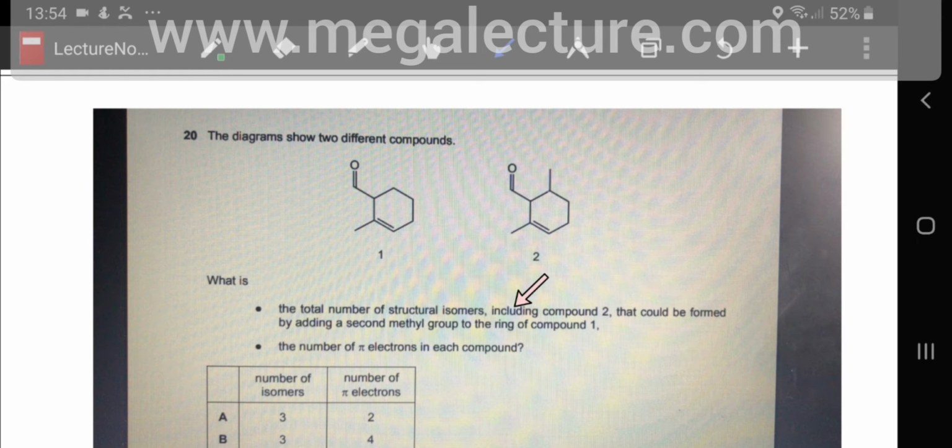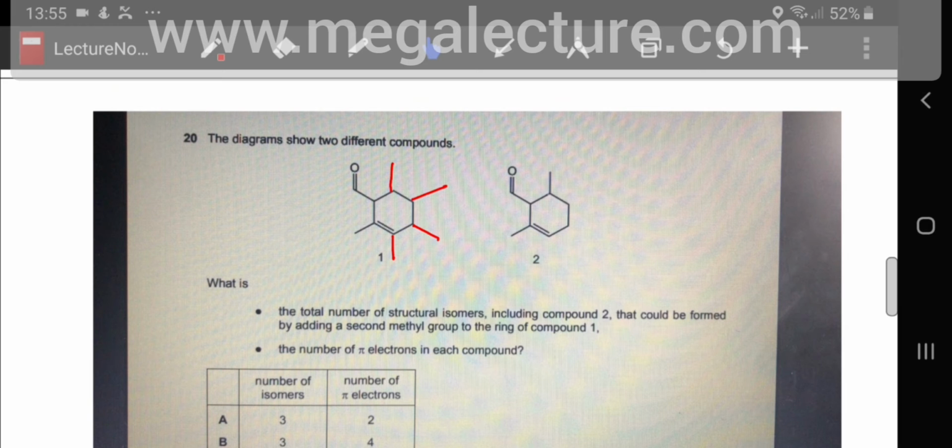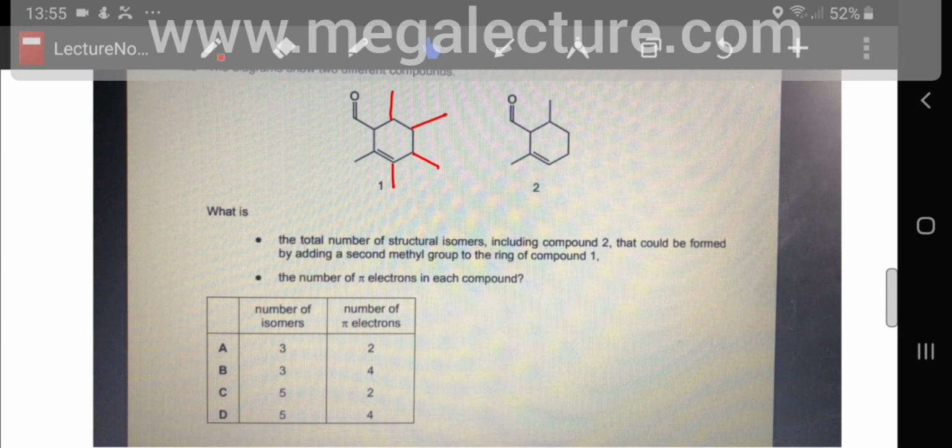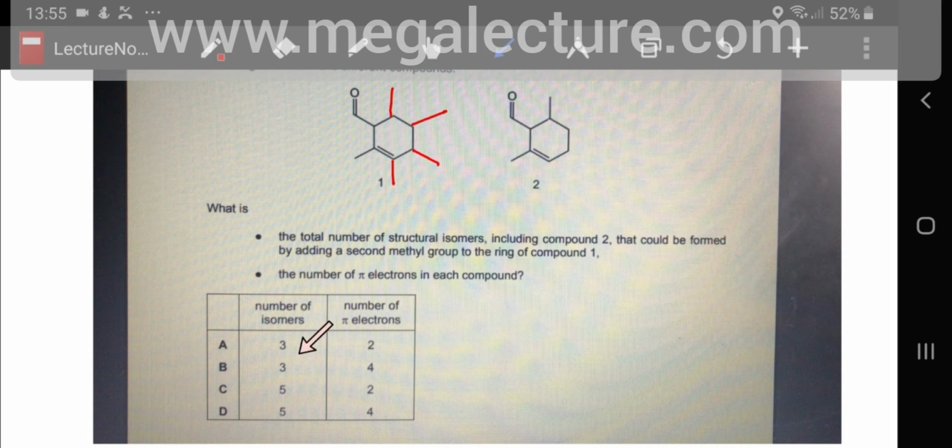So that part, the first part, is kind of easy. All you have to do is add a methyl group over here, over here, or over here, or over here. I think he was very specific that the methyl group has to be added, so it's either one of these. In my opinion, you can have four different possible isomers, but there is no option for four. So that one is probably wrong. It's either 3 or 5.